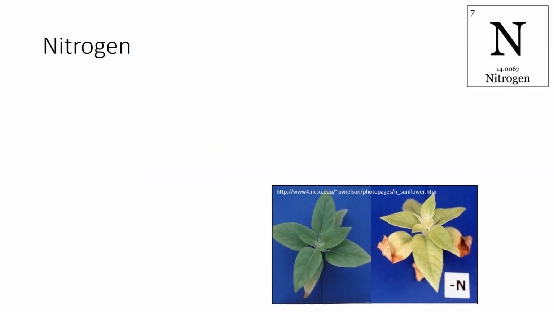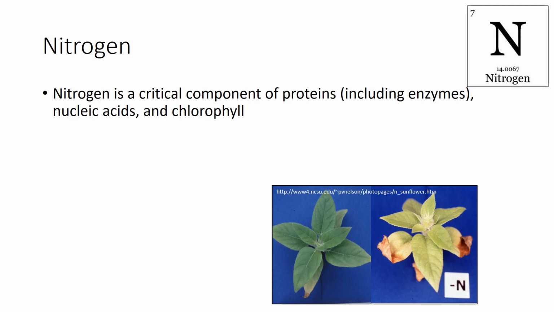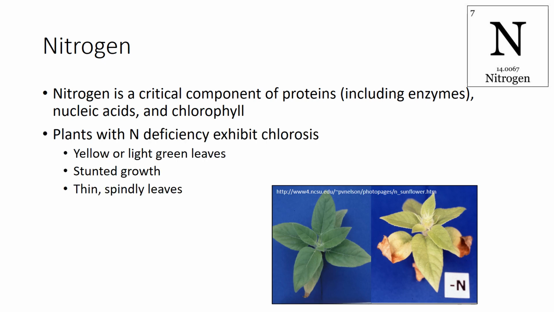All right, so nitrogen is a critical component of proteins. Some examples are enzymes, nucleic acids, chlorophyll. All these things are incredibly important to plants in particular, especially chlorophyll. And nitrogen is one of the most limiting nutrients, and is generally one of the most commonly used compounds beyond carbon within a plant.